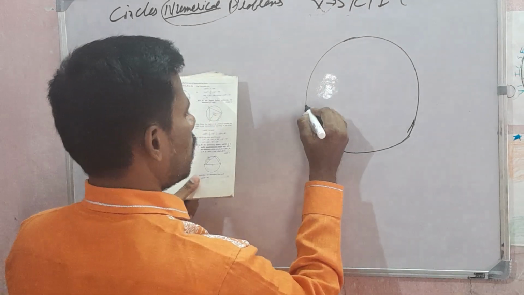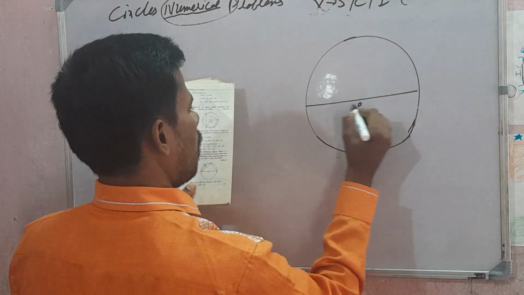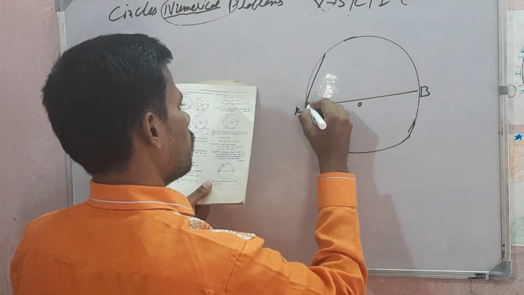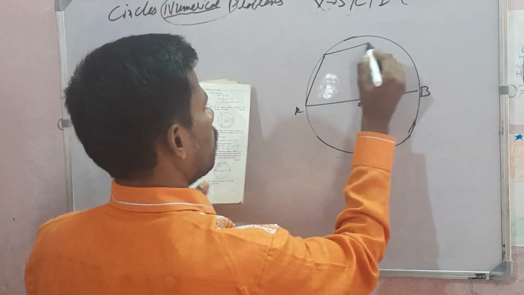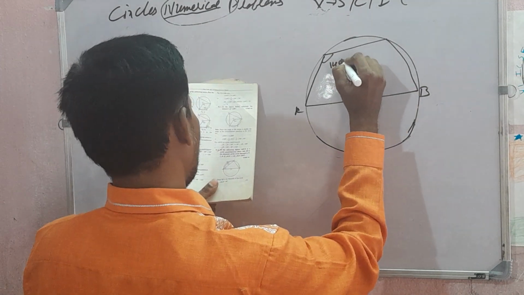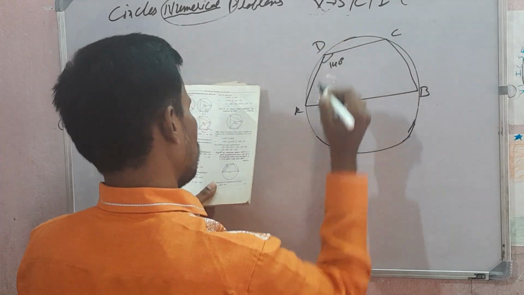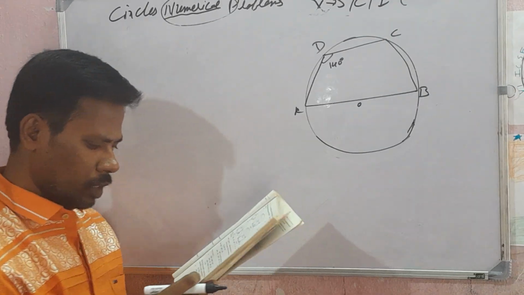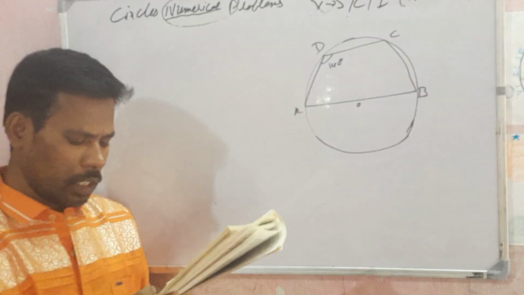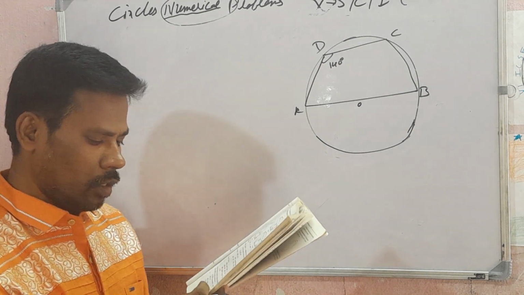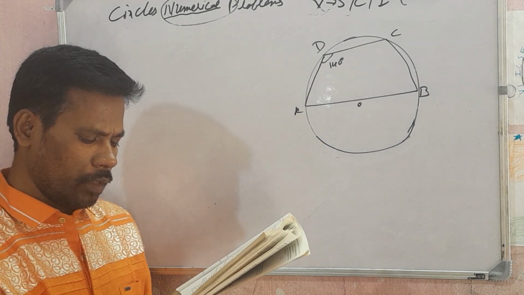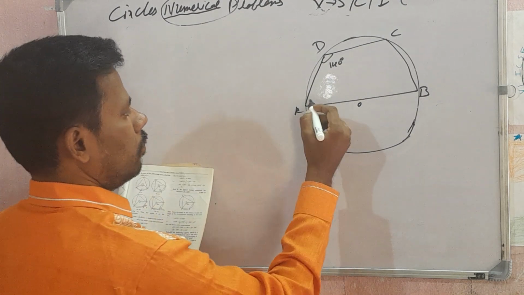AB is the diameter of the circle. In the following figure, ABCD is a cyclic quadrilateral whose side AB is the diameter of the circle. If angle ADC is given, find angle BAC.